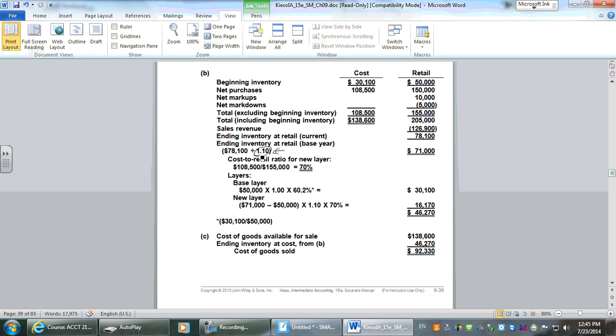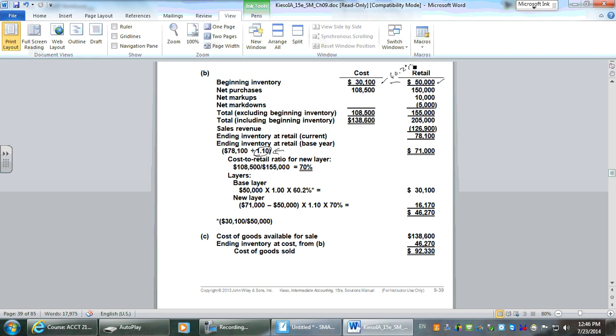By the way, you're still going to separate your beginning inventory, seeing as you're doing LIFO. You can see here they separated the beginning inventory in this problem. They gave you beginning inventory of 30,100 cost, retail is 50,000. Do I have a cost to retail for my old layer? What's 30,100 divided by 50,000? Remember, those are already deflated. A little over 60%, 60.2%. The relationship between those two is 60.2%.